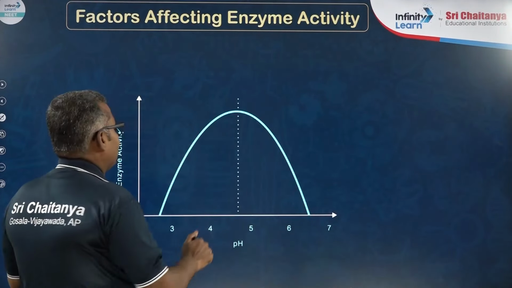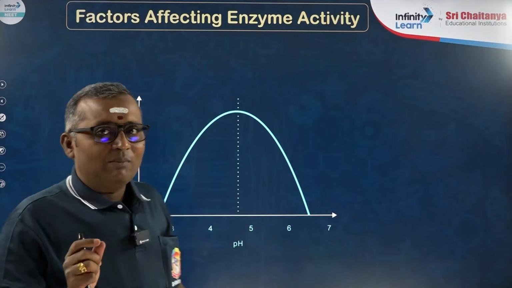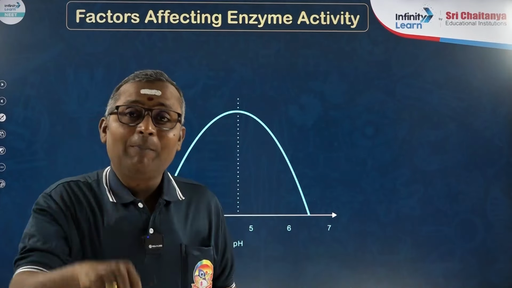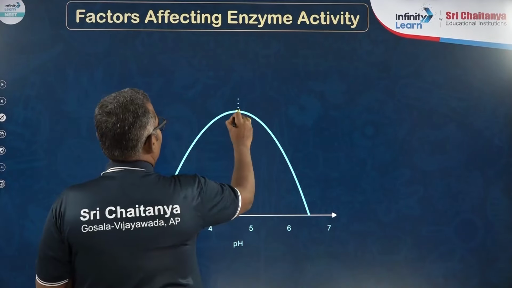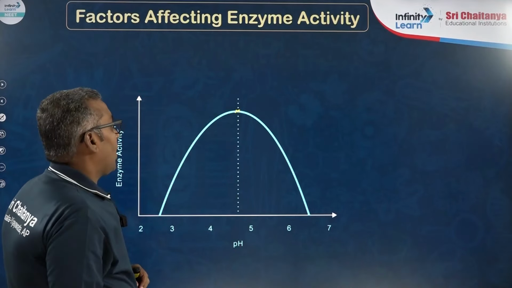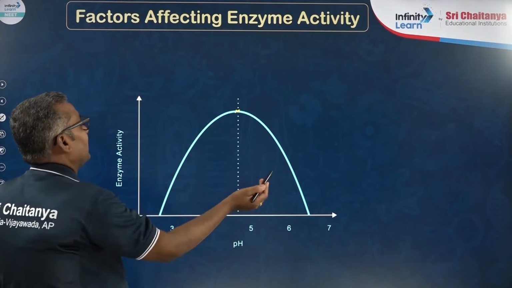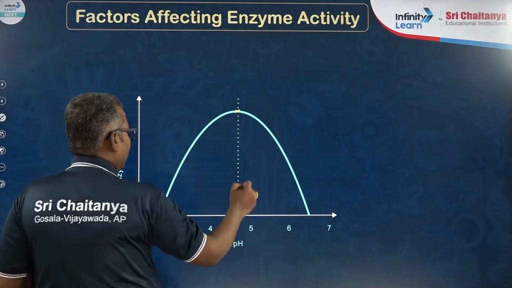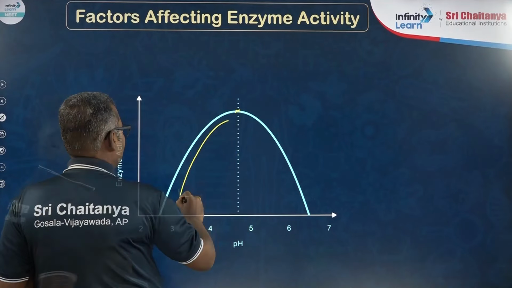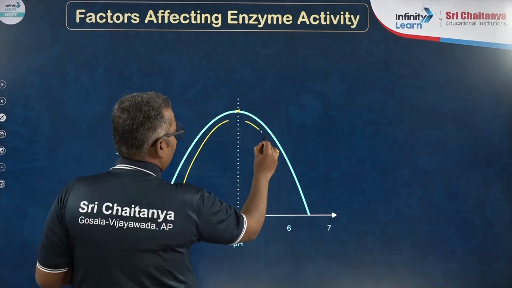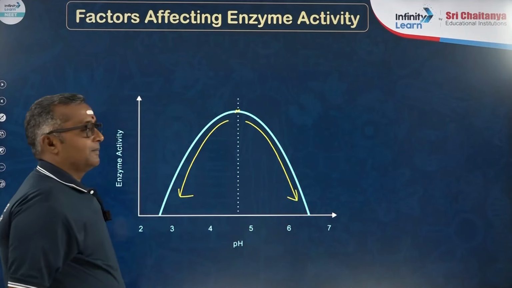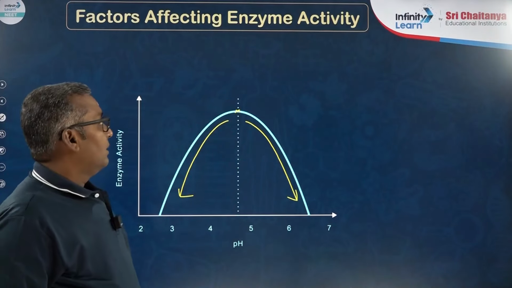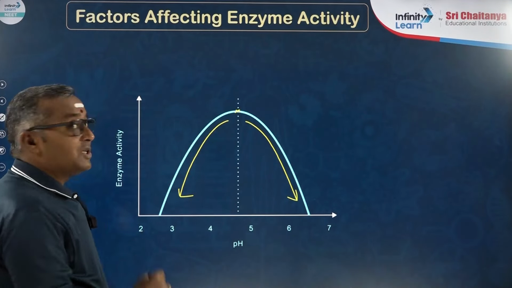If you take pH as one of the examples, every enzyme will have an optimum pH at which it shows optimum activity. Say this is the pH at which the enzyme is showing optimum activity. Any change in the pH can bring a change in the rate of reaction. If you reduce the pH, the reaction rate decreases. If you increase it, it also decreases. Therefore, you are going to get a bell-shaped curve if you draw a graph for pH and enzyme activity.